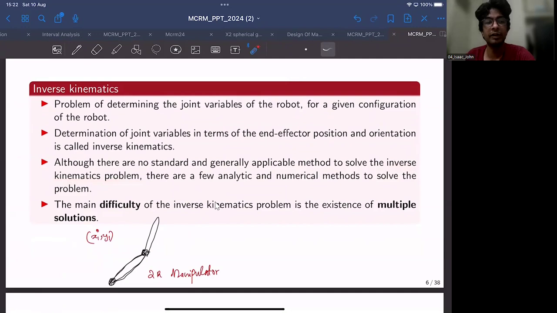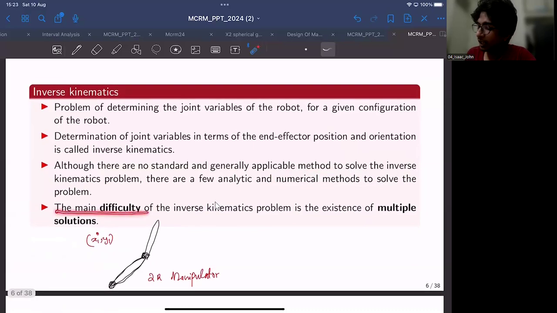But if the number of degrees of freedom goes beyond 3 or 4, for example, in the case of a 6 degrees of freedom robotic manipulator having 3 positions and 3 orientations, deriving these inverse kinematics equations would be very difficult. So in that case, you have to resort to numerical methods, right? Numerical iterative methods to obtain the inverse kinematic solutions.